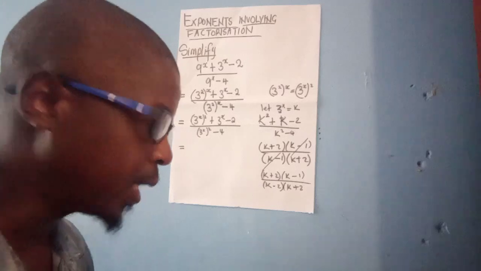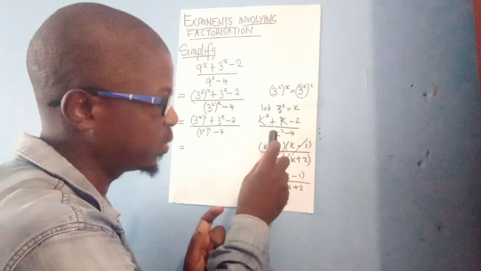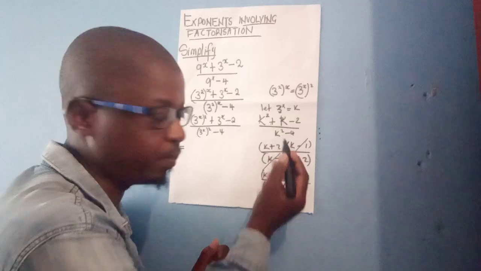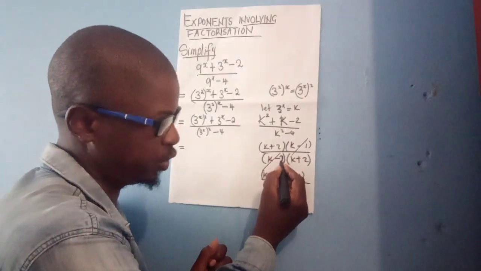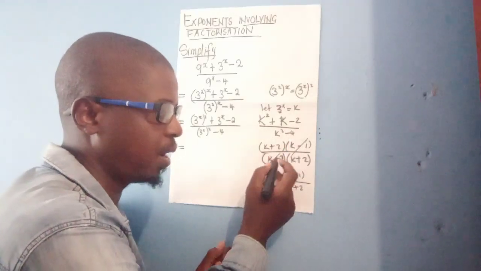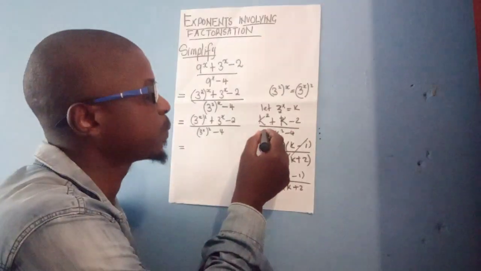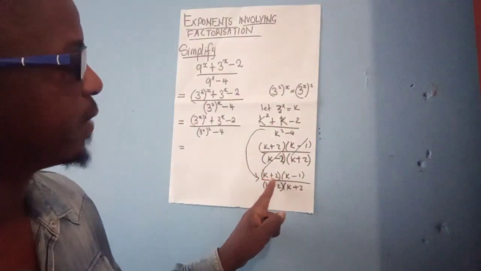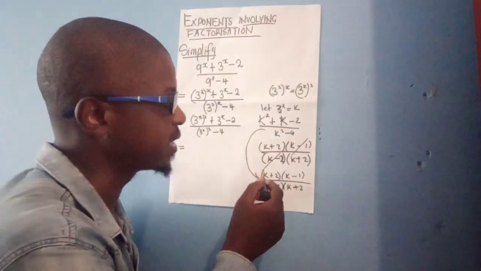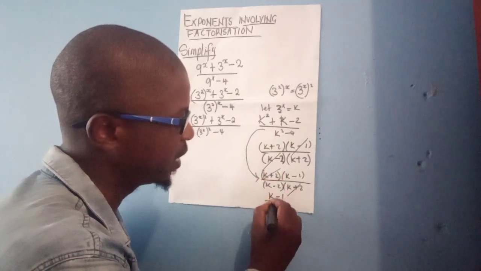Okay, let's continue. I just realized that I made a small mistake here, because we said this one is a difference of two squares. It therefore means we have k minus 2, k plus 2. So there is no need for these to cancel each other out, because these two items are different. For the sake of correction, where we have k plus 2, k minus 1 over k minus 2, k plus 2, only in this case do we have these items cancelling each other out. So we have k minus 1 over k minus 2.